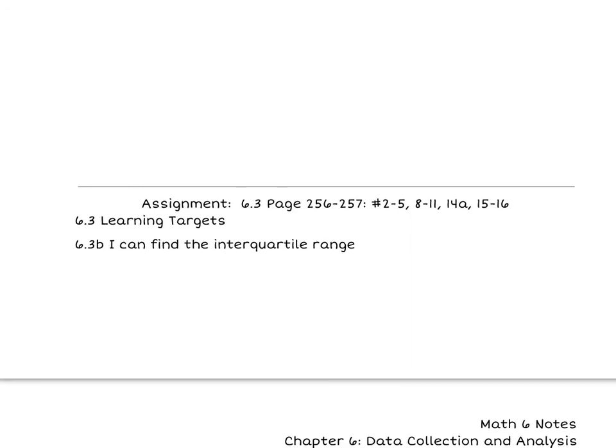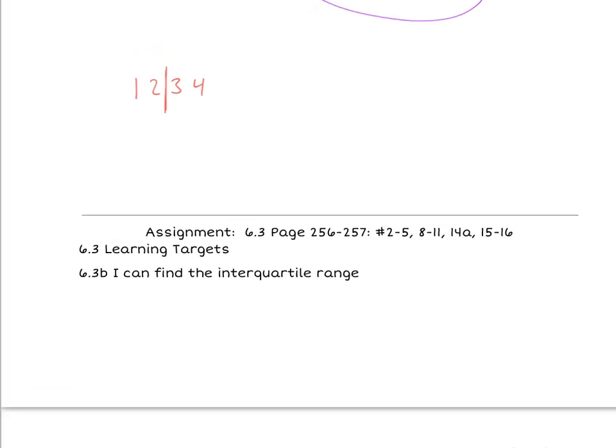So let's pick the numbers 1, 2, 3, and 4. Those are the numbers. What's the median of those numbers? 2.5. It's right here in between. So my median is 2.5.